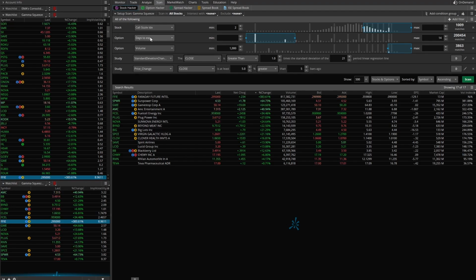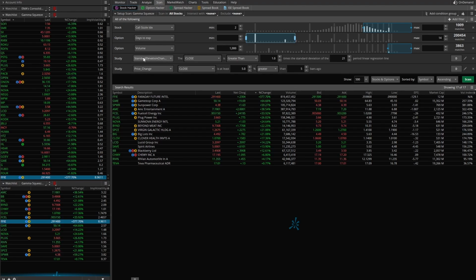Next, we're looking at days to expiration. And this is another option study filter. Max, we want 14 days. So now we have heavy call buying in a short period of time. Next, we have another one for option. This is volume. We want at least 1,000 volume. And this is going to be per contract.